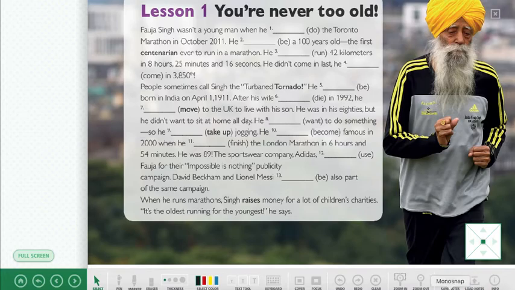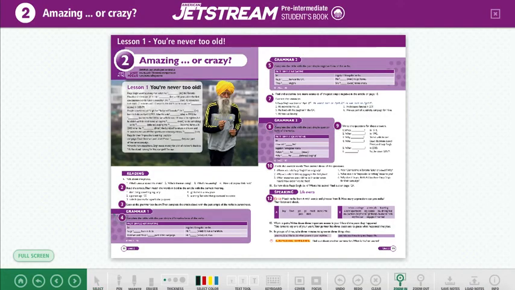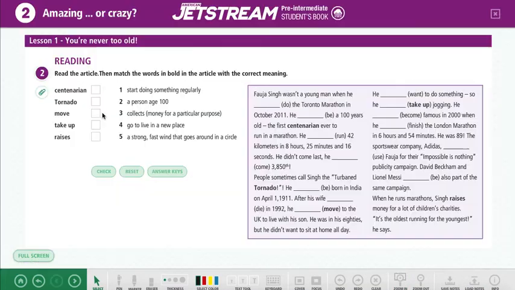So let's see the exercise. For example, here, match the words with the meaning. Aquí tenemos algunas oraciones, son significados. Start doing something regularly. A person age 100. Colleagues, go to live in a new place, strong, etc.